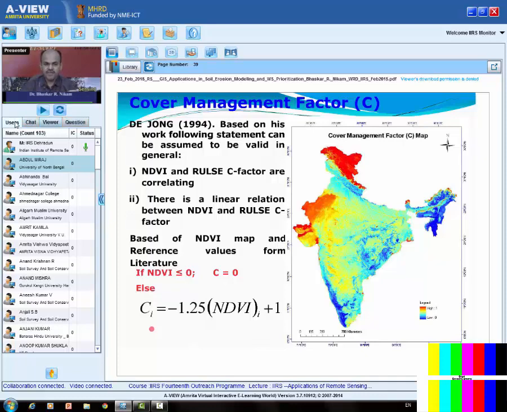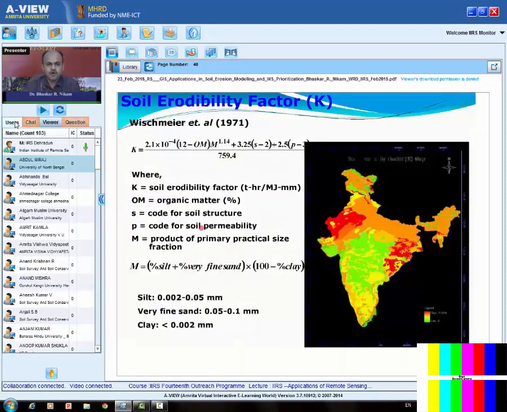Wherever your NDVI is poor, your C factor will have a high value, making your erosion higher. So this is how we have derived the crop management factor.